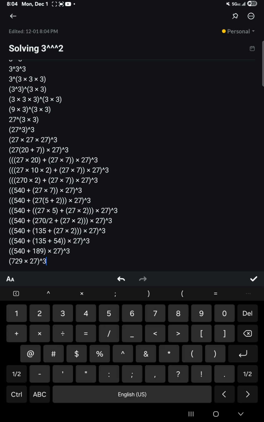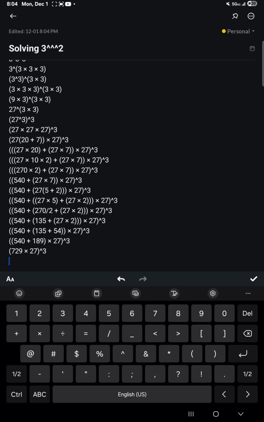Then the expression cubed. Now let's use that last multiply by 27 before we move on to cubing the final answer. Let's use the same distributive property.